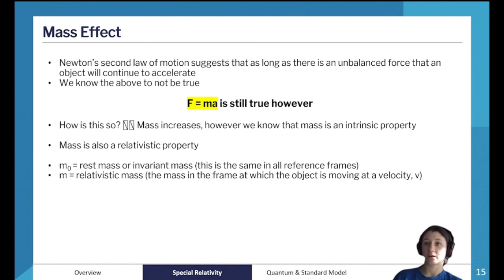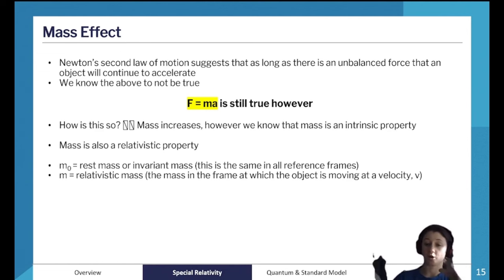So m is the relativistic mass, and this is the mass in the frame at which the object is moving at a velocity v. So think about it like this. If you have a particle whizzing around a room, and there is a scientist watching the particle, they would be seeing m, the relativistic mass, because that's the mass in the frame at which the object is moving.